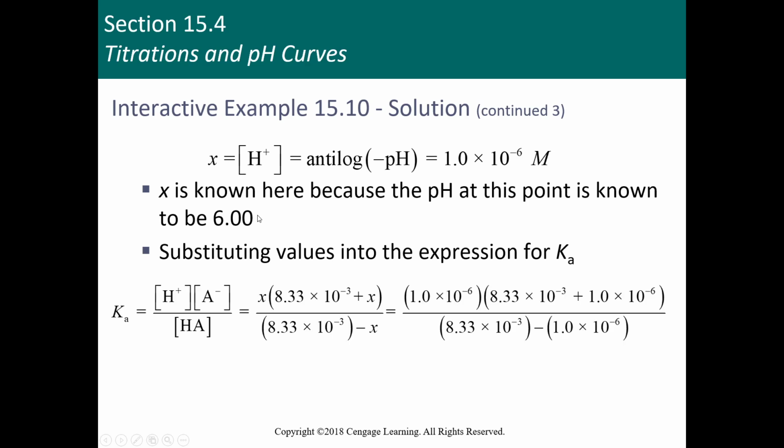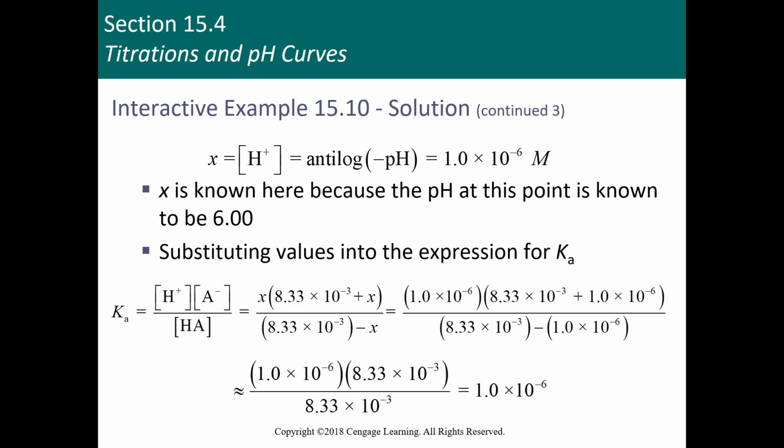We can substitute that into our equilibrium expression, so we just substitute that number in for all these x's. We do the math, so we add these together, then we subtract these, list them back out, and then we would do the multiplication, division, and that would give us our Ka, which is 10 to the negative 6th.